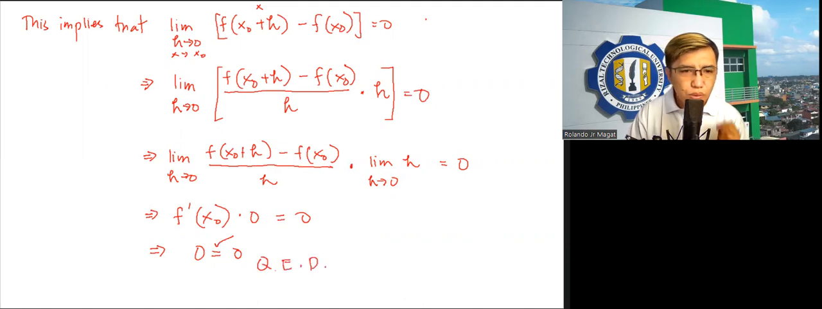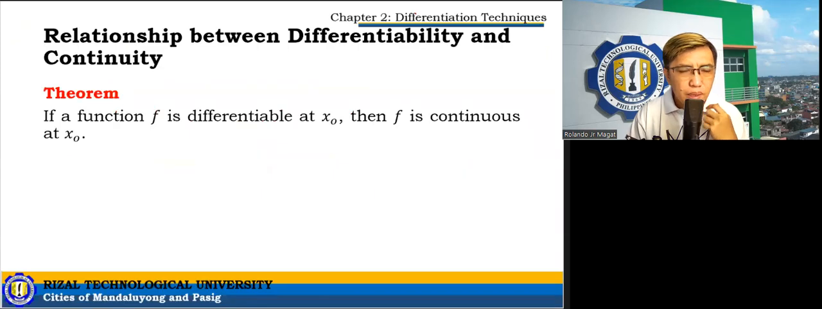We're able to show that the theorem holds. Okay? That if a function f is differentiable at x naught, okay, then f is continuous at x naught. Otherwise, ang sinasabi dito, if f is not differentiable at x naught, then f is not continuous. So meaning to say, the limit does not exist. Okay? The limit does not exist.